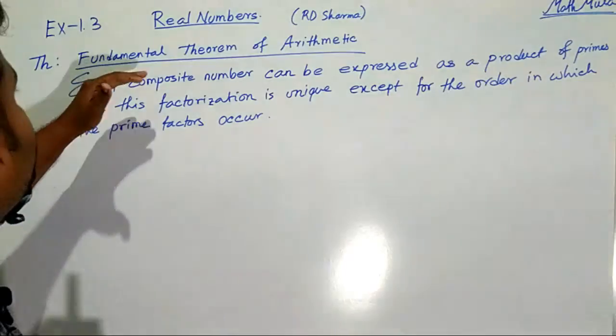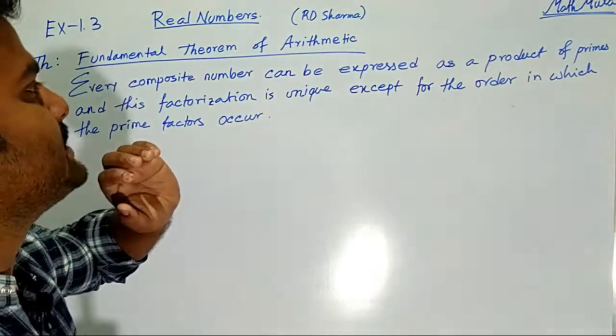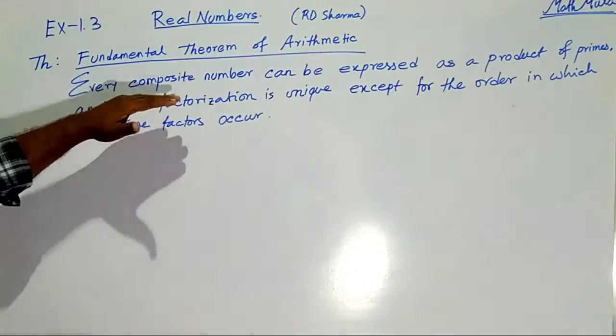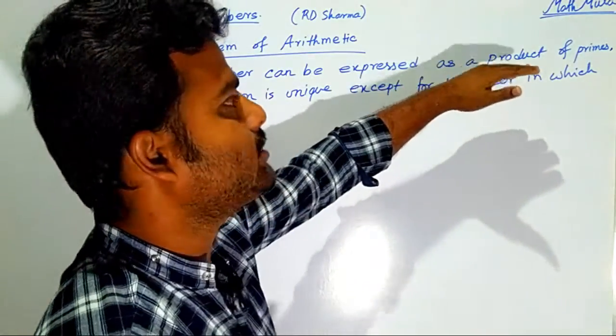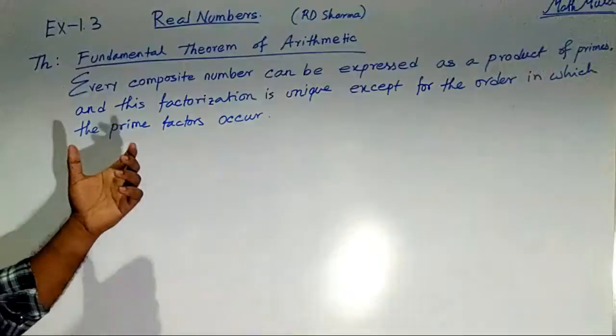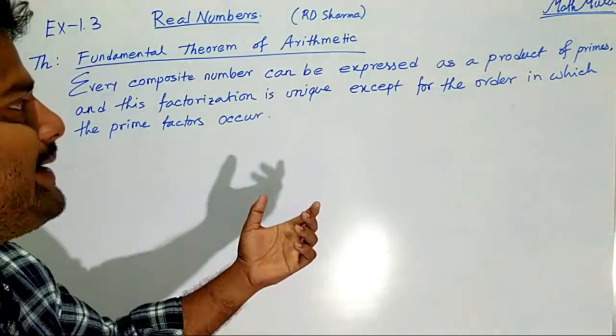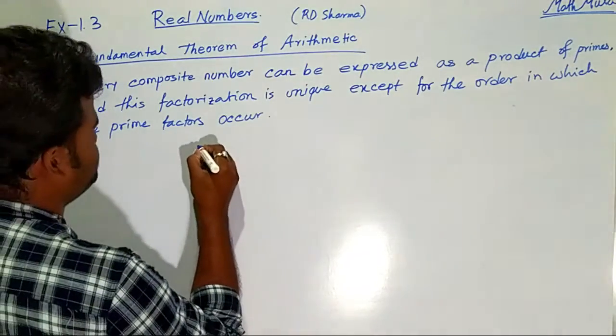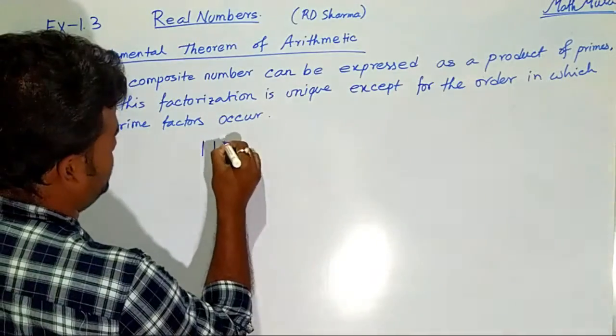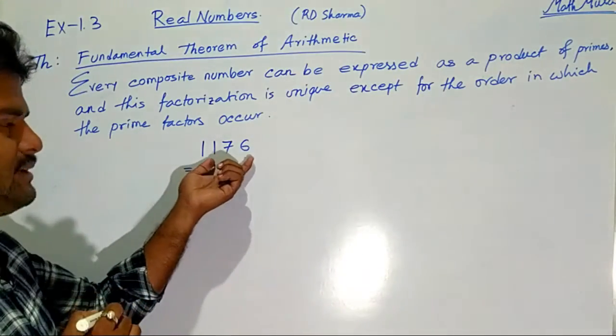Now, the fundamental theorem of arithmetic. Every composite number can be expressed as a product of primes, and this factorization is unique except for the order in which the prime factors occur. For example, 1176. This is an even number.